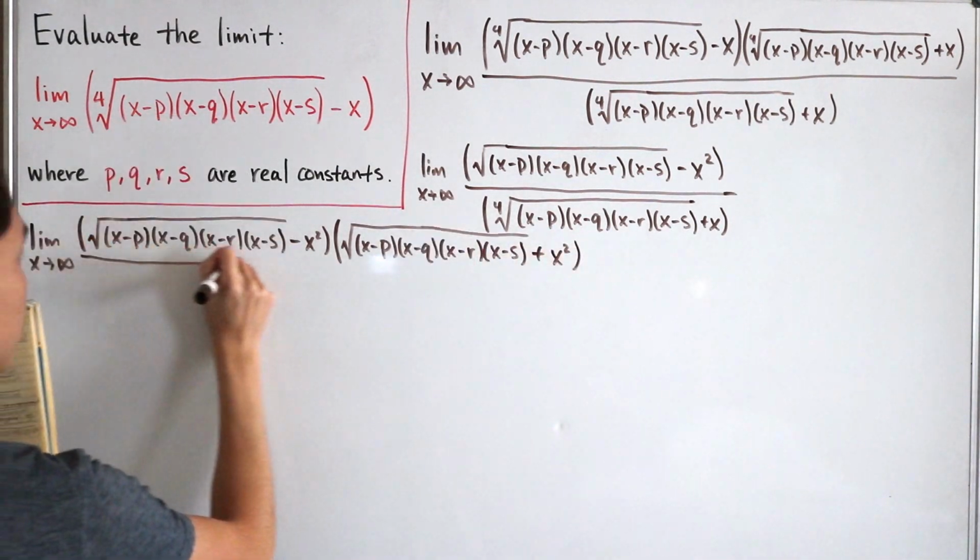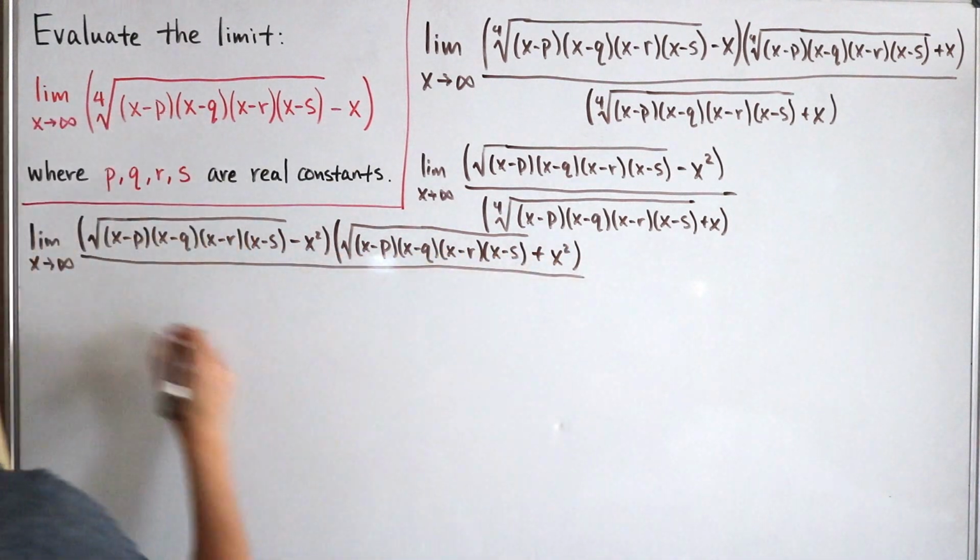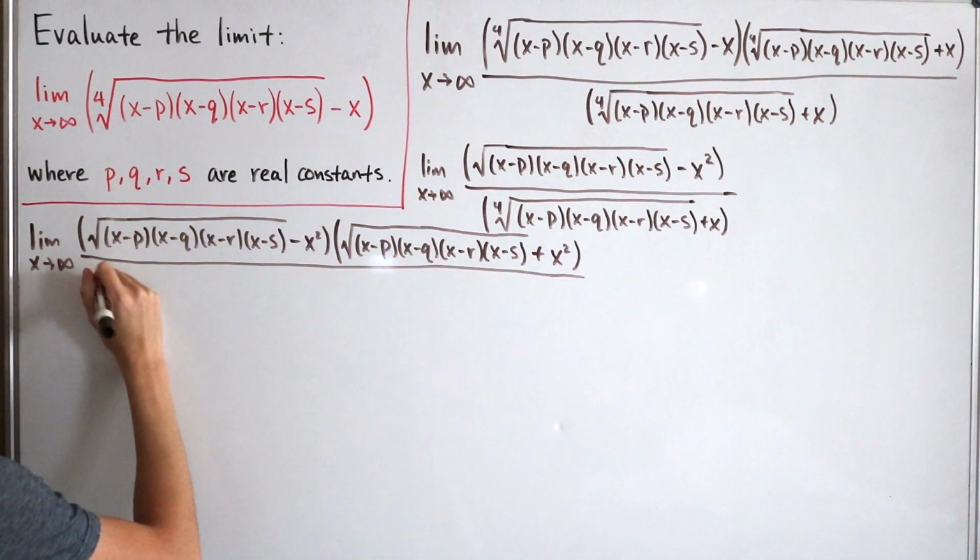Now from here, that means we have to multiply by its conjugate in the denominator as well. So here I'm just going to write the same thing for the fourth root.